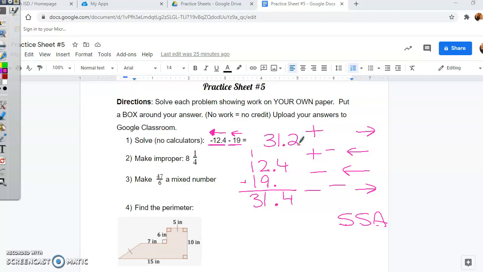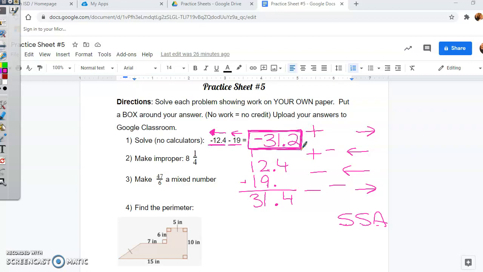But don't stop there. I need to make sure you know if this is positive or negative. Okay? Hopefully you can tell this is negative because everything is moving to the left. None of this is to the right. Okay? So our answer is negative 31 2/10. Darken it. Make sure I can read it. Make sure I can tell the decimal is there.